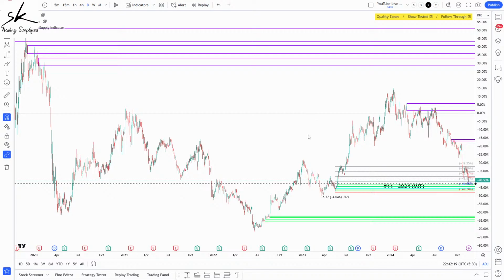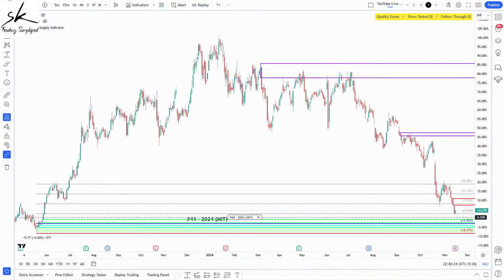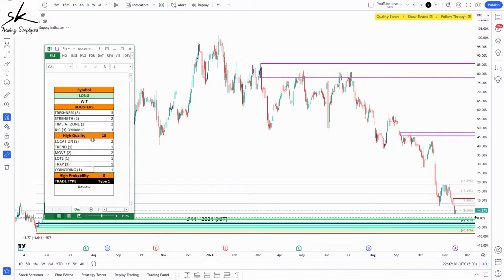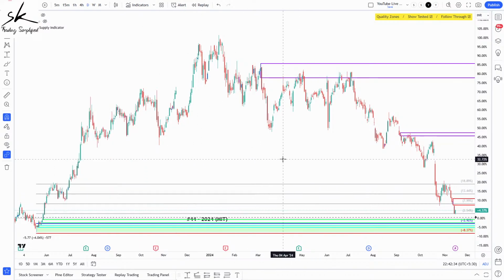Right, so this can make the zone work like a trap for us, for which we can give it a score of 1. So if you look at the overall scoring, we have a score of 10 out of 10 for quality and 8 out of 8 for probability, making it a high quality, high probability trade setup, which can be done as a type 1 trade.